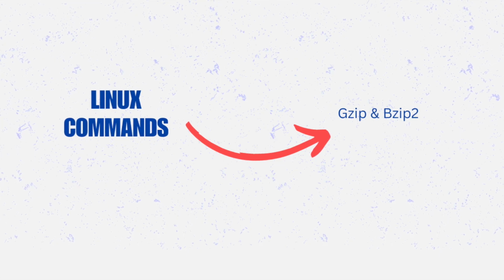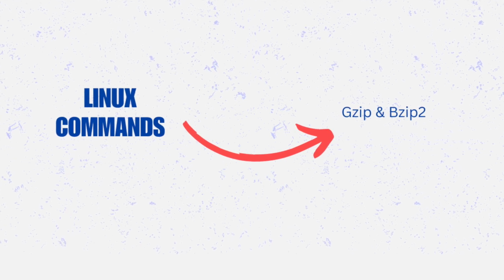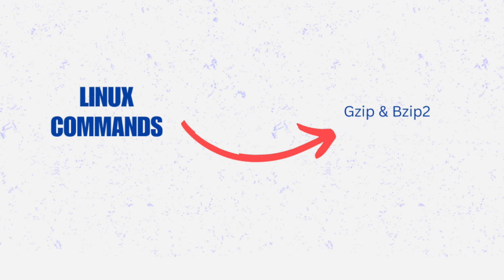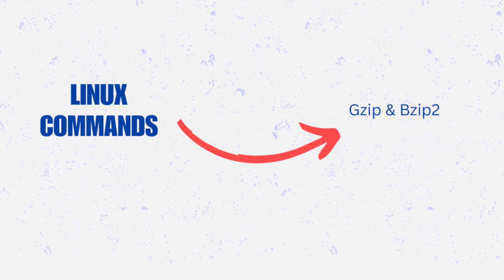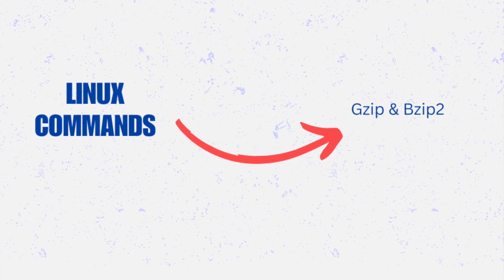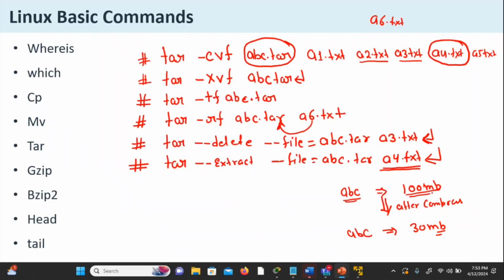Going to talk about compression. So what is the meaning of compression? With the help of compression, we can reduce the size of a file. As an example, I have a file ABC and the size of that particular file is 100 MB. If I pass this file through compression algorithms like GZIP and BZIP, after applying the compression algorithm, the file size will get reduced.